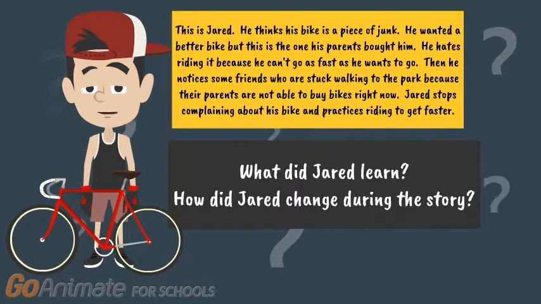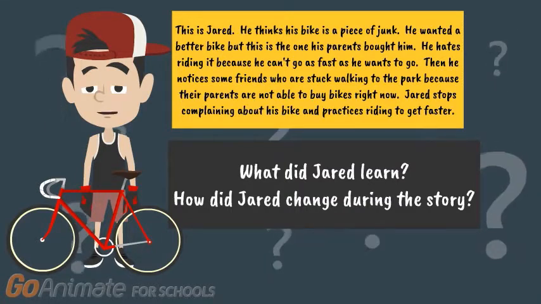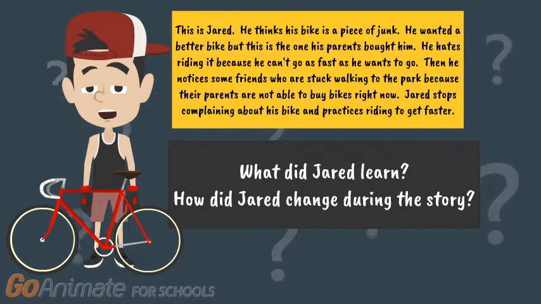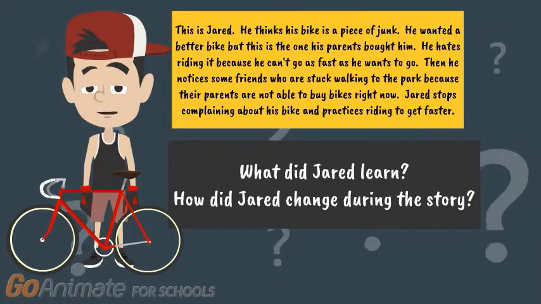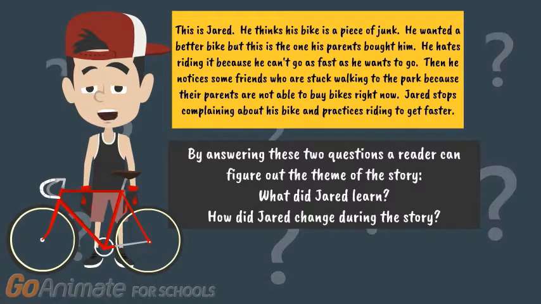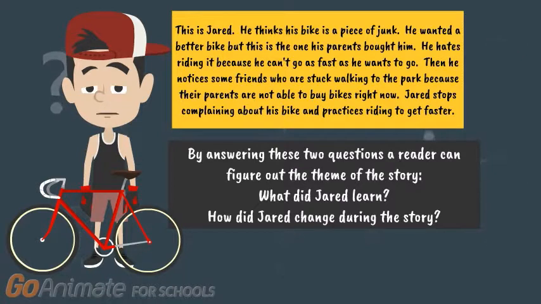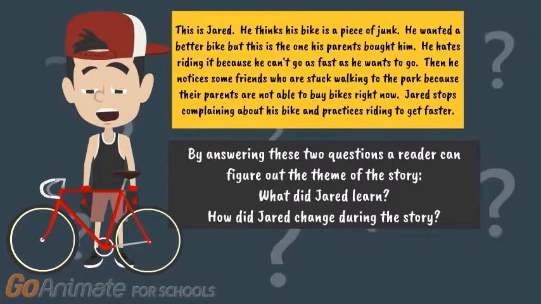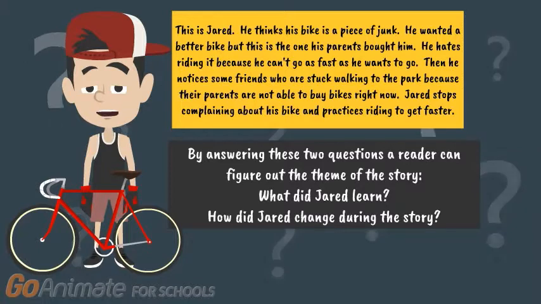This is Jared. He thinks his bike is a piece of junk. He wanted a better bike, but this is the one his parents bought him. He hates riding it because he can't go as fast as he wants to go. Then he notices some friends who are stuck walking to the park because their parents are not able to buy bikes right now. Jared stops complaining about his bike and practices riding to get faster. What did Jared learn? How did Jared change during the story?